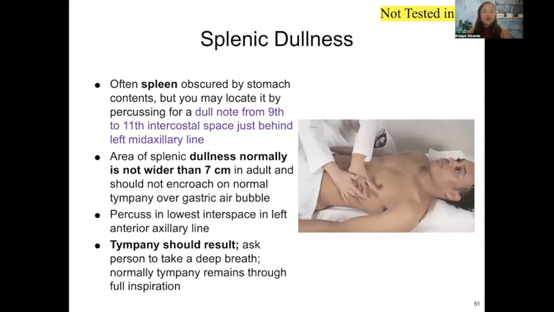You can also percuss for splenic dullness. This happens between the 9th and 11th intercostal space, and it's on the left, so left mid-axillary line. Again, not tested in lab, but something that you want to be aware of that you can do. The dullness of your spleen should not be wider than 7 centimeters. And you should ask your patient to take a deep breath in, and then you're going to percuss. And usually tympany should remain when they're at full inspiration.